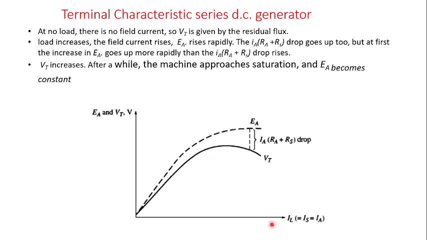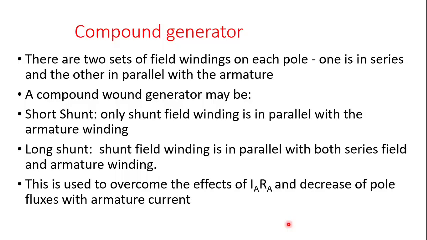So we can see the horizontal axis, IL is equal to I is equal to IA, because they are in series and all the currents are supposed to be equal because there's no branch. So now that is it for the series motor, series generator.